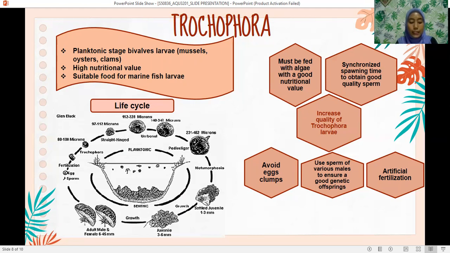To increase the quality of Trochophora larvae, they must be fed with algae of good nutritional value, with synchronized spawning time to obtain good quality sperm, avoiding egg clumps, using sperm of various males to ensure a good genetic offspring, and artificial fertilization.